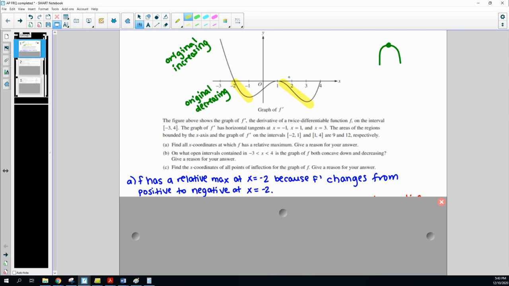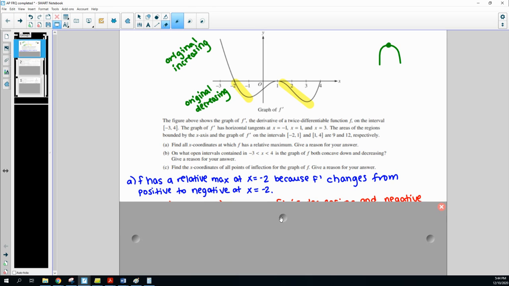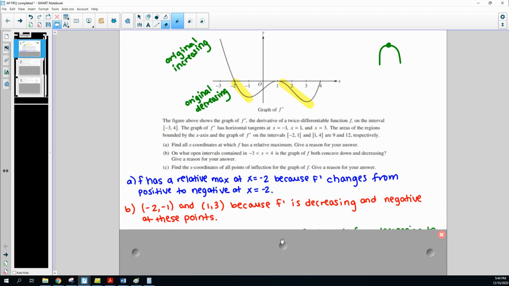So concave down is right where I have my yellow. It would technically be concave down all the way from up here as well. I'll put this in a different color. So this, included with the other piece, would be concave down. However, because we're looking to see where it's concave down and decreasing, it is not decreasing up here. So we're only dealing with -2 to -1 and 1 to 3. So again, here's my written out piece: -2 to -1 and 1 to 3.